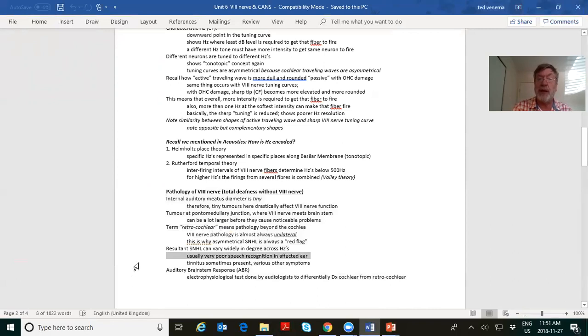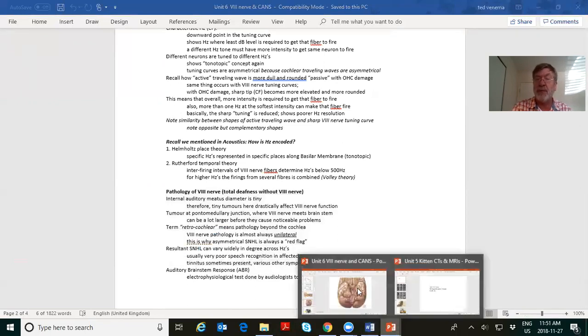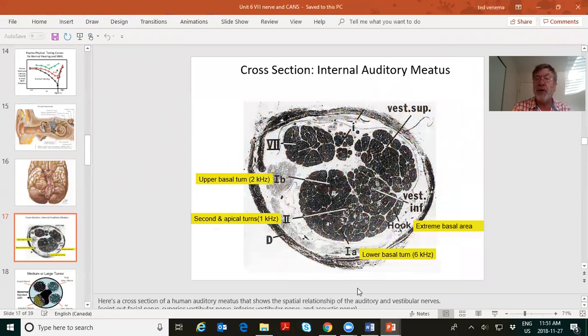Sometimes the person would have ringing in the ear, tinnitus, sometimes facial tingling on that side, because the 7th cranial nerve also goes through the internal auditory meatus.